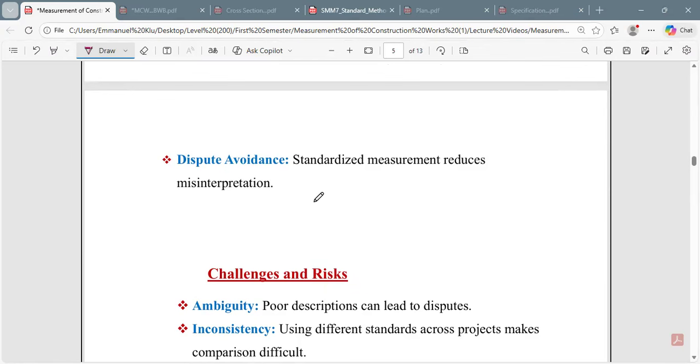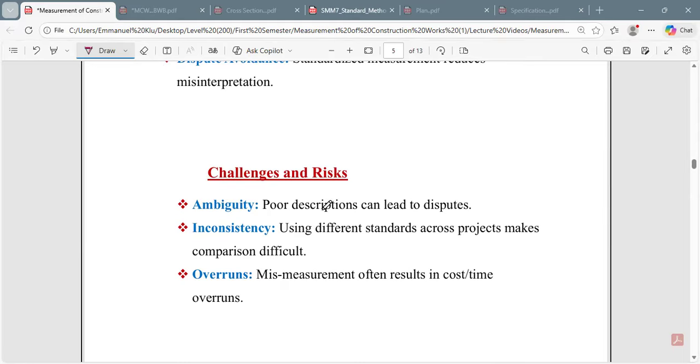Someone can say, oh, blockwork is measured in meter cube. Someone else is saying it's measured in meter square. If that is the case, then let's go and check from the SMM7. If you go and check, you see that no, blockwork is measured in meter squared. And it's rather excavation that is measured in meter cube. Good.